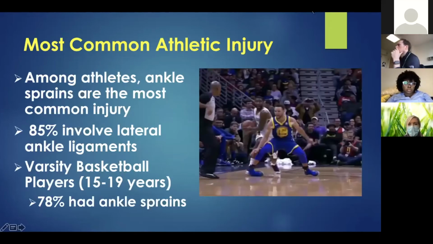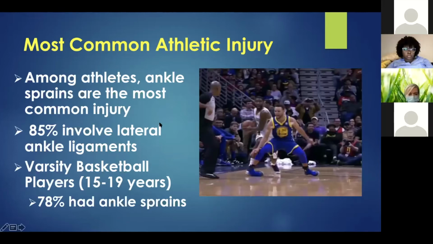Okay, so the most common athletic injury is obviously the ankle sprain. As we've all seen, 85% involve the lateral ligaments. In varsity basketball players, even in their early years, 15 to 19-year-olds, 75% had ankle sprains. So it's something that we see every day. You guys are going to see a lot of these in general. I'm sure you get called from the ER a lot too, so we'll go over some of those things that you don't want to miss when you do get called.